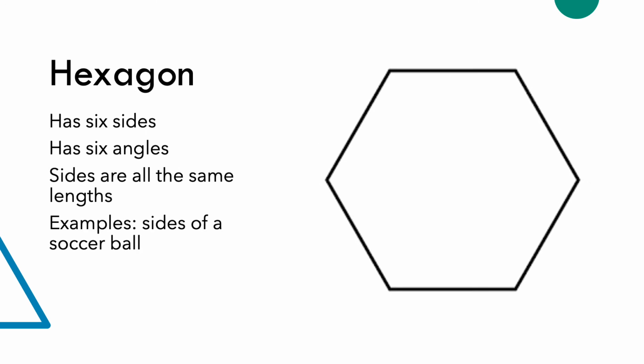From the pentagon, we will continue to build up on the amount of sides the shape has. This shape is a hexagon. A hexagon has 6 sides, which means it also has 6 angles. All of the sides are the same length in a hexagon. A great example of a hexagon in real life is the sides of a soccer ball.